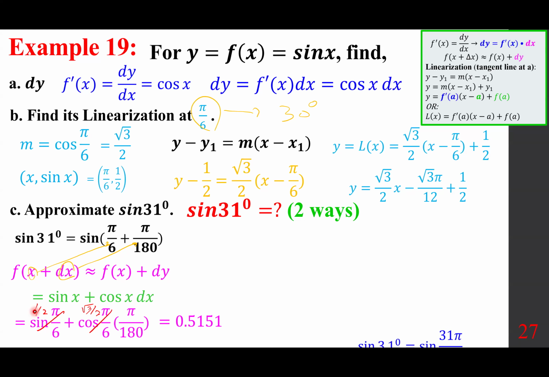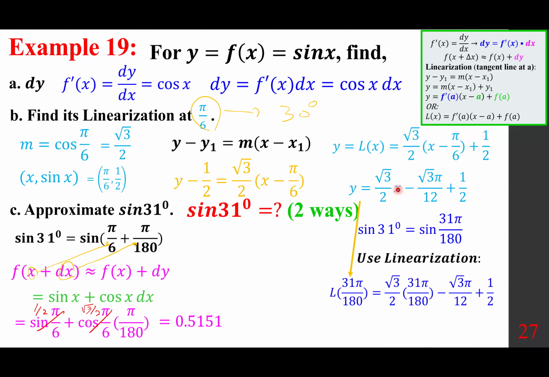The second way is to use the linearization. Sine of 31 degrees is sine of 31 pi over 180. And you are going to replace the x with 31 pi over 180. So use linearization. L of 31 pi over 180, which means square root of 3 over 2 times 31 pi over 180 minus square root of 3 pi over 12 plus 1/2. That's why I kept it as exact. If you put this into a calculator, it gives you the same number as this.